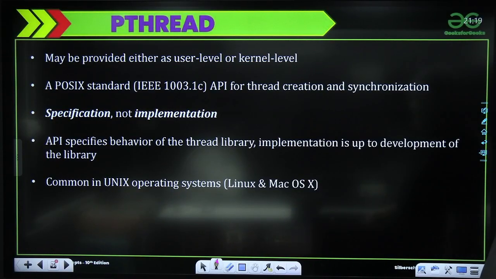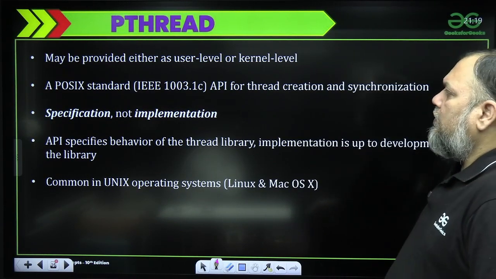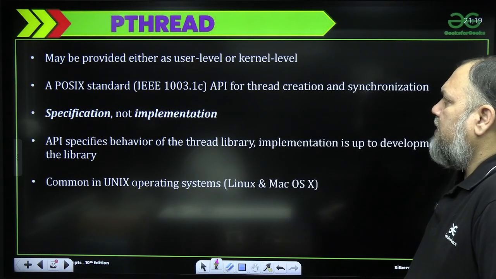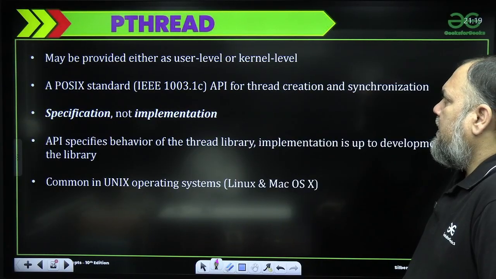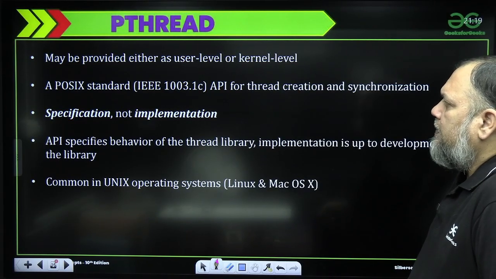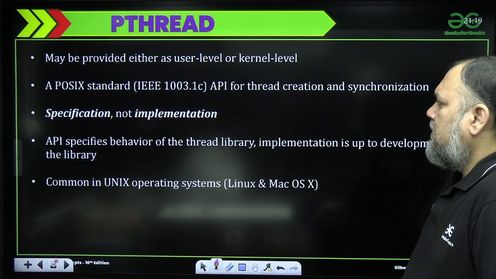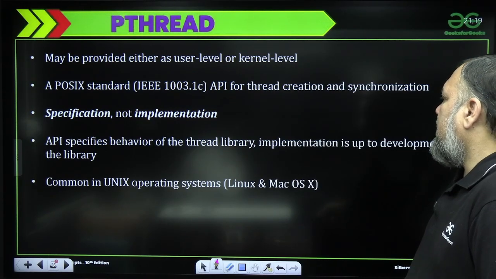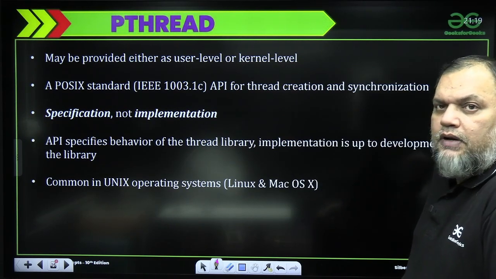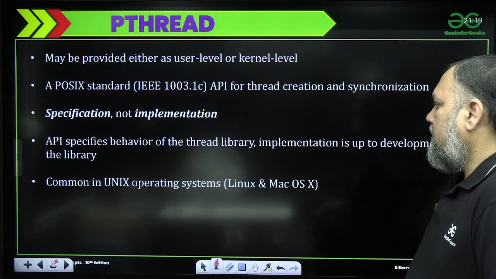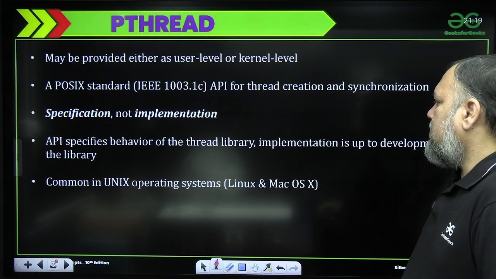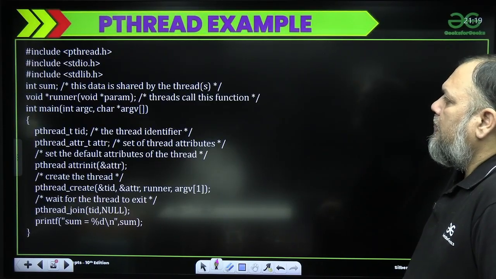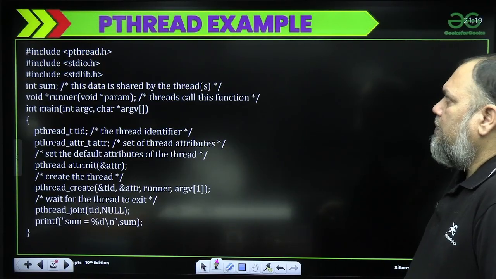Pthread is a popular thread package provided by the POSIX standard IEEE 1003.1c, the Portable Operating System Interface for Unix. It is a specification but not the implementation. So the API specifies the behavior of the thread library. Implementation is up to the developer of the library. It is most common in Unix operating systems, including Linux and Mac. And this is a simple example of a program using the pthread library package.